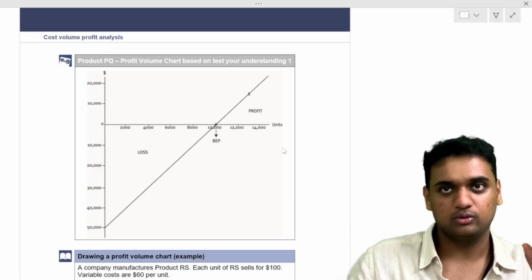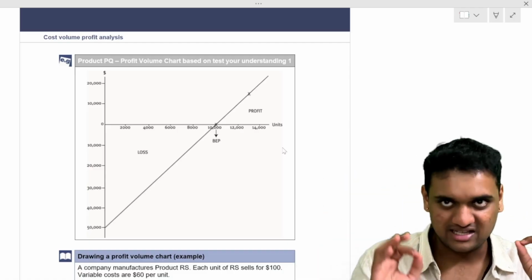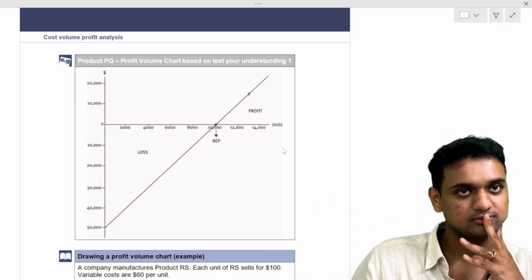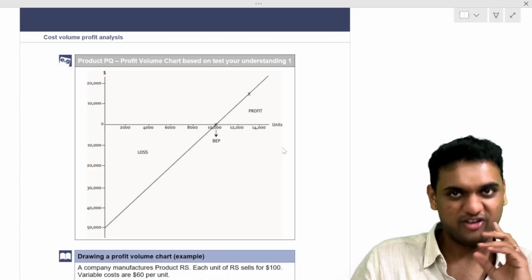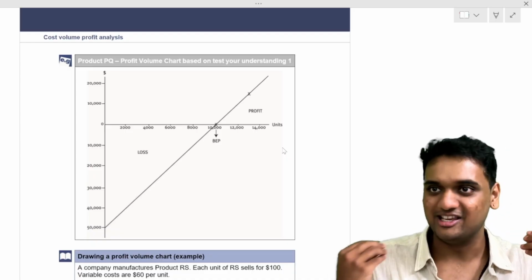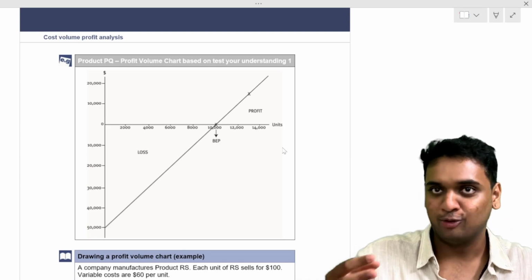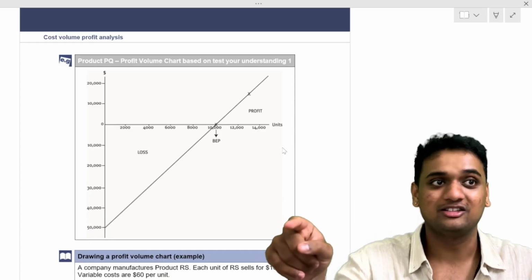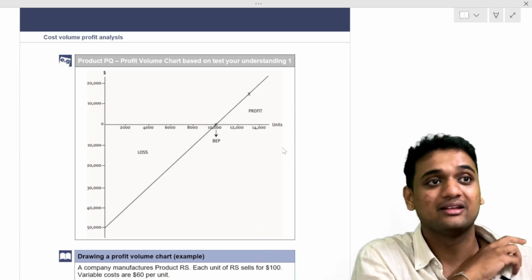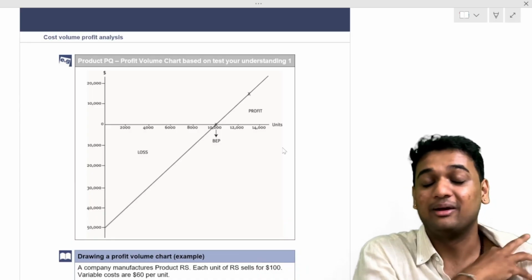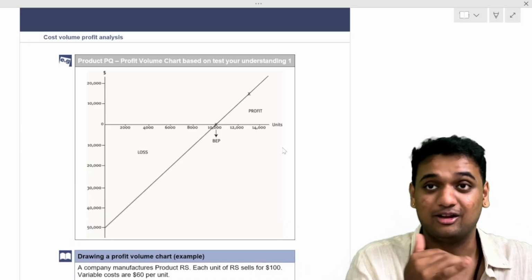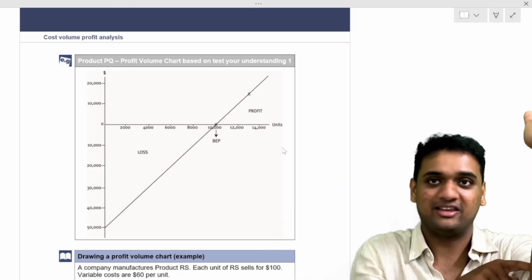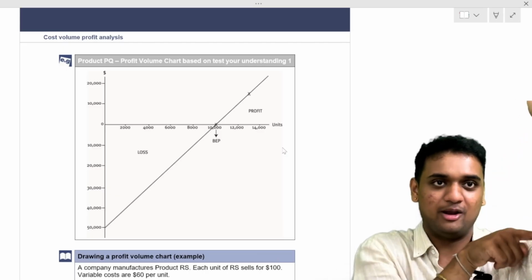At 0 units, if I sell 0 units, what will be my loss? Fixed cost. If I sell 0 units in a month, I have to pay 10,000 or 20,000 rupees out of my own pocket. At 0 units, my loss will be my fixed cost. So I will mark here at 0 units, I'll have a loss.